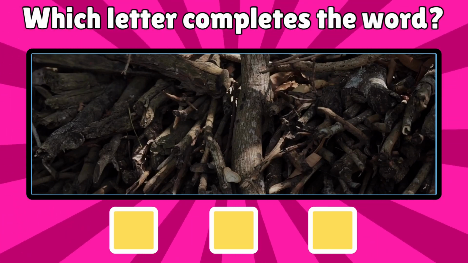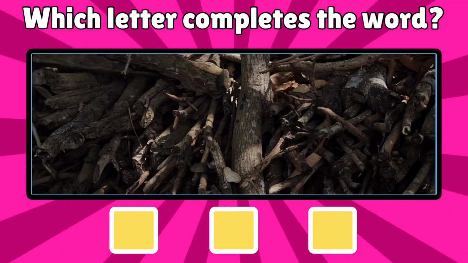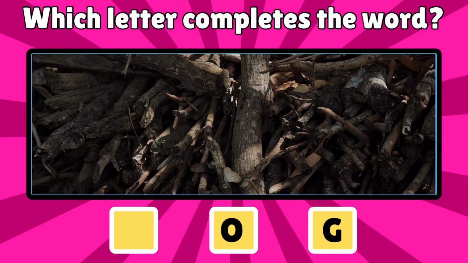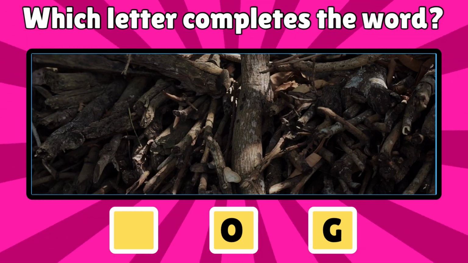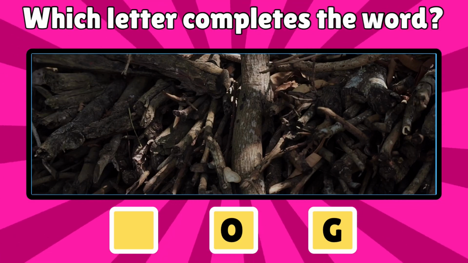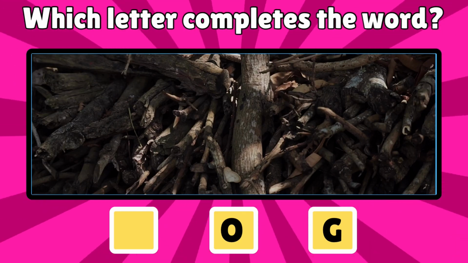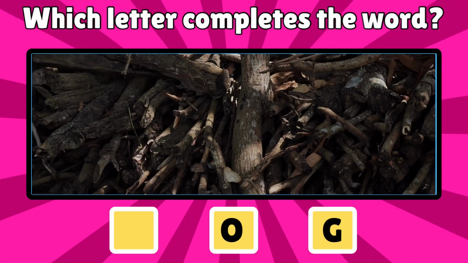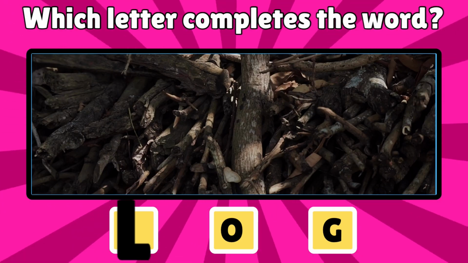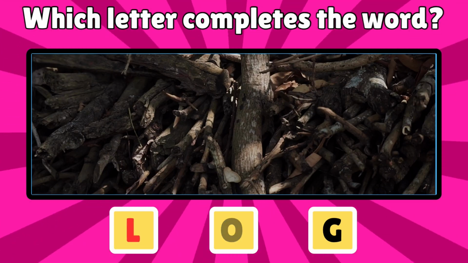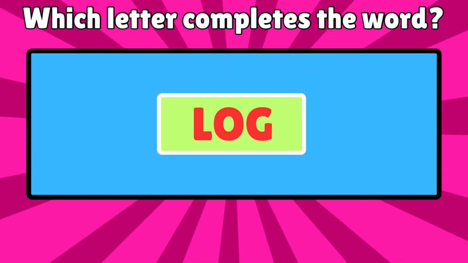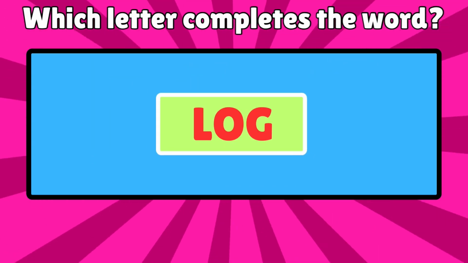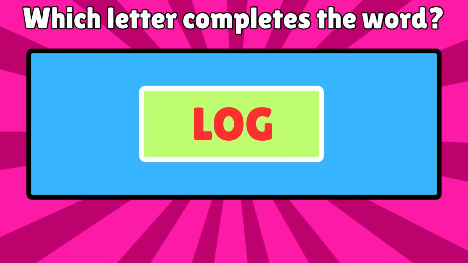Look at the picture. It is a log. First letter is missing. O, G. Which letter completes the word? It is L, L, O, G. Log. Can you say it again? L is for log. Log.